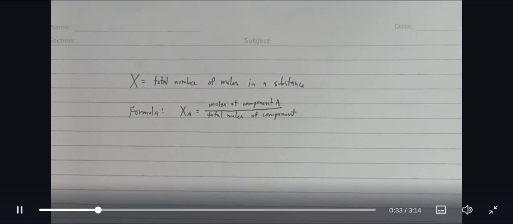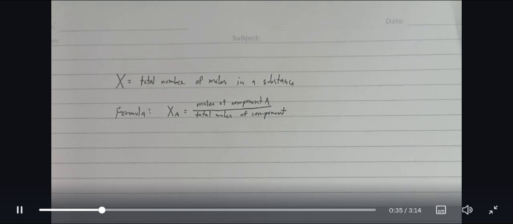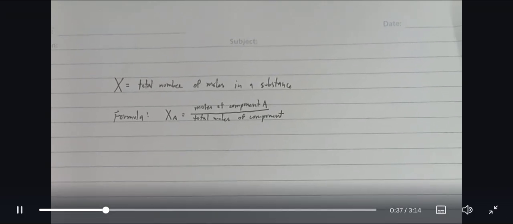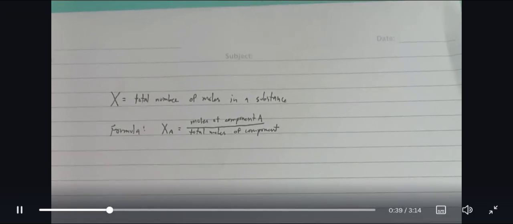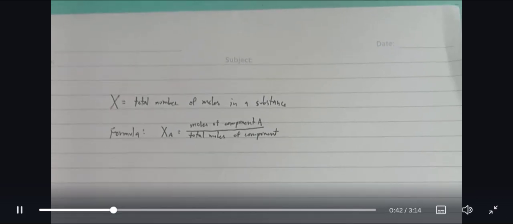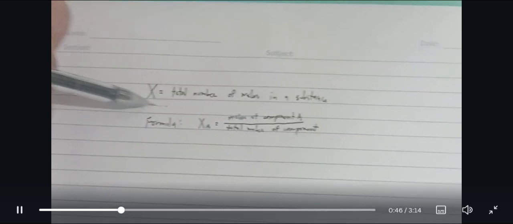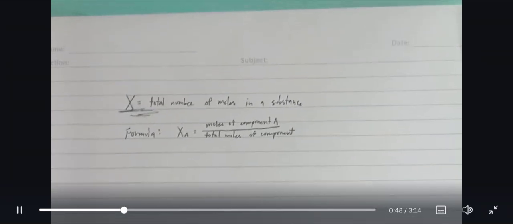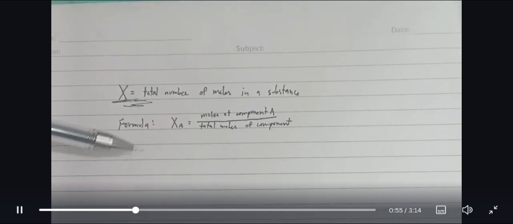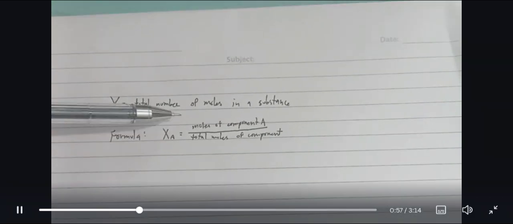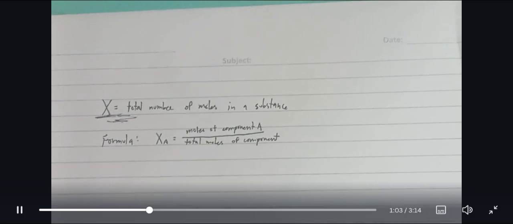Mole fraction is the ratio of the number of moles of one component to the total number of moles in a mixture. It is duly represented by the symbol X. And the formula for mole fraction is X sub A is equal to moles of component A over the total moles of all of the components.